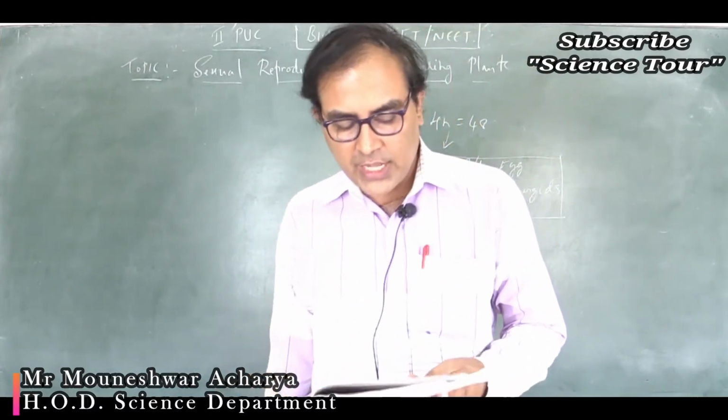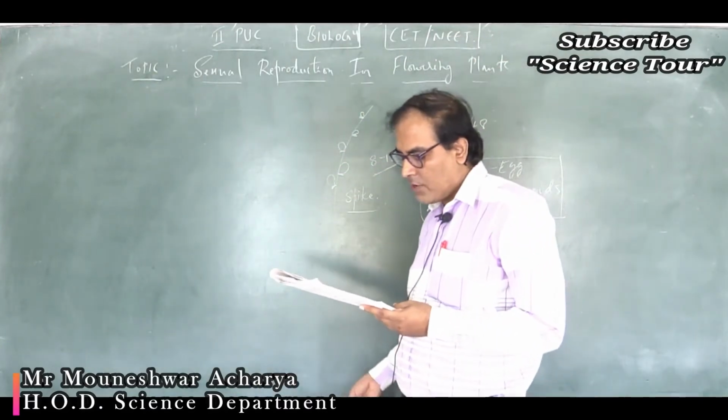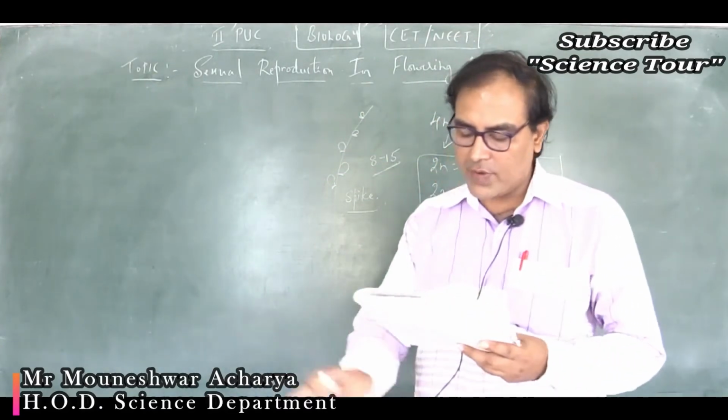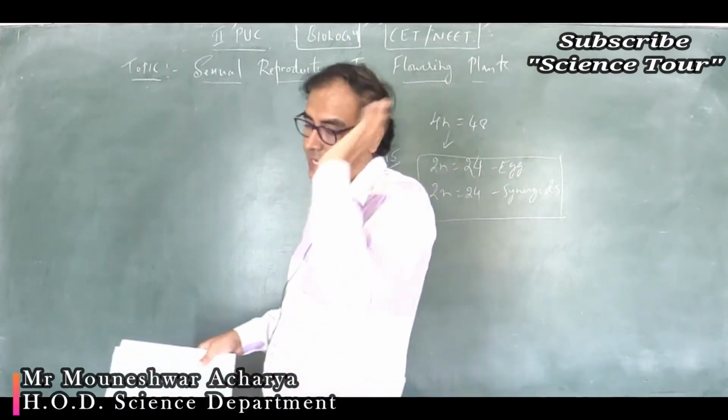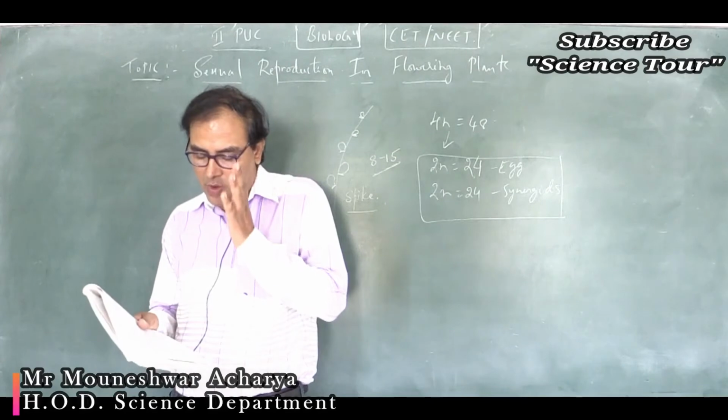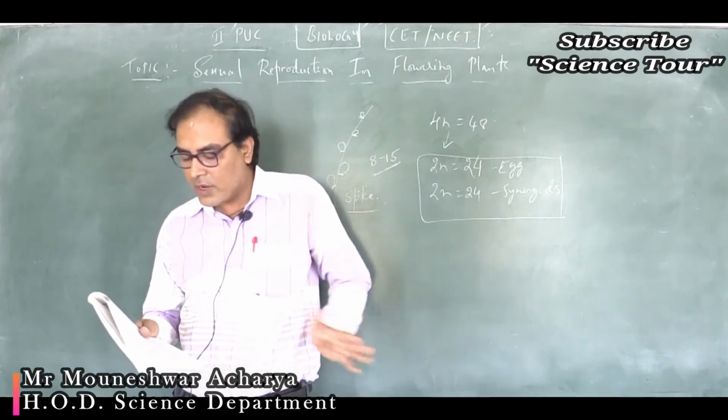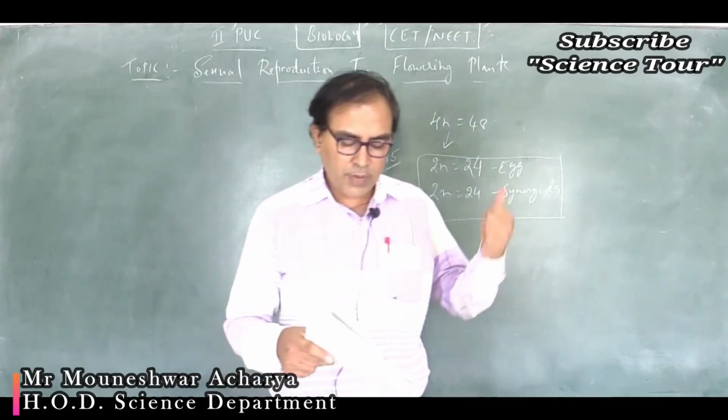Got it? Next, question number 56. Which of the following characters is not required for autogamy to occur? Autogamy, what is it? Once again, it is self pollination. So which character is not required for autogamy to occur? Not required. Options are 1.